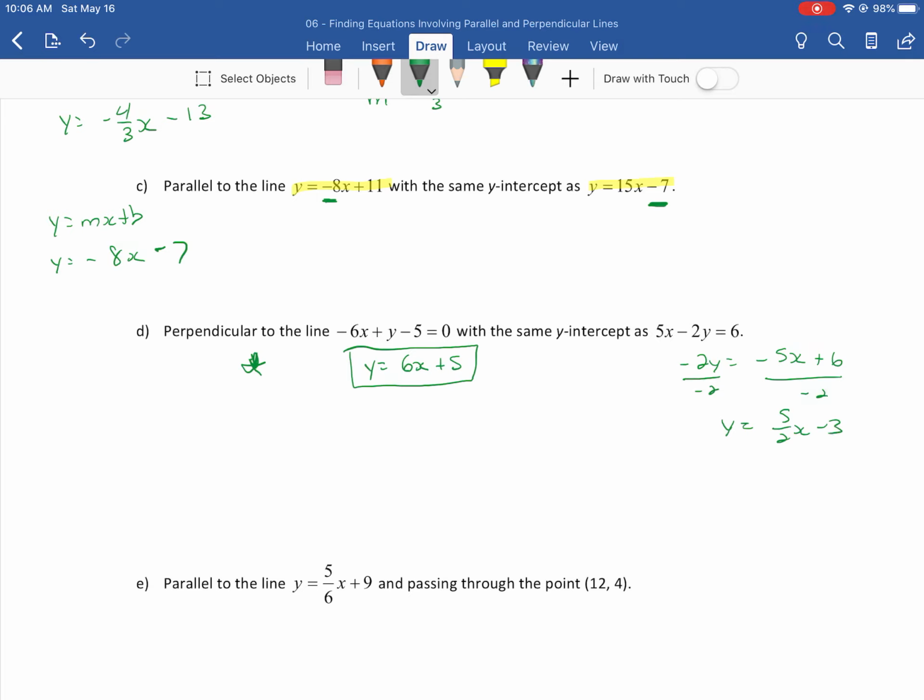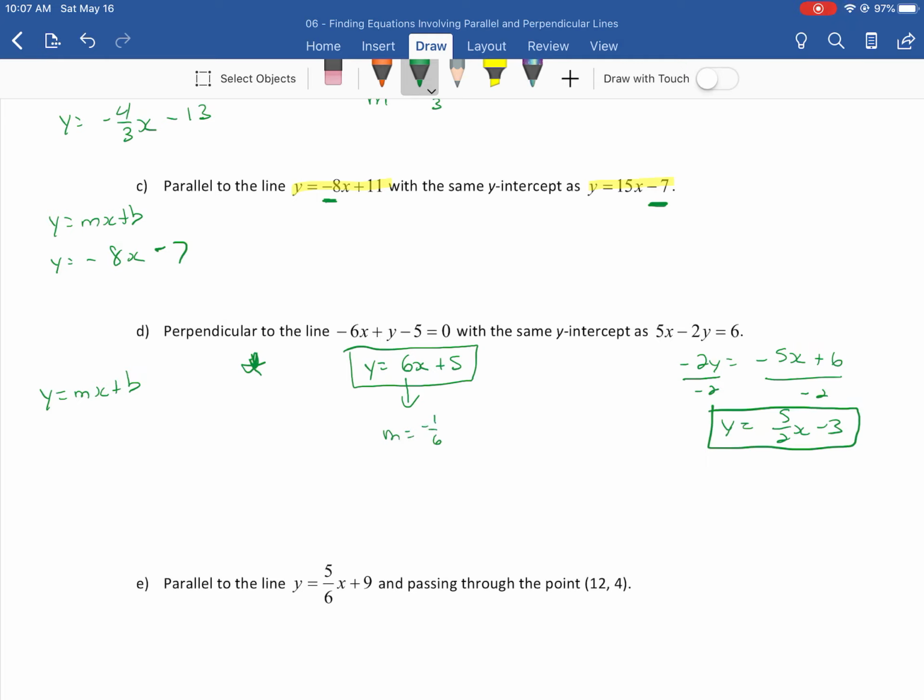I've moved everything, and I've solved for y in terms of x, and so now I've got that in y equals mx plus b form. Now I'm in much better shape to answer the question. Write down my equation, y equals mx plus b. Think about what I want. I want perpendicular to this line. So if that slope was 6, I want negative 1 over 6.